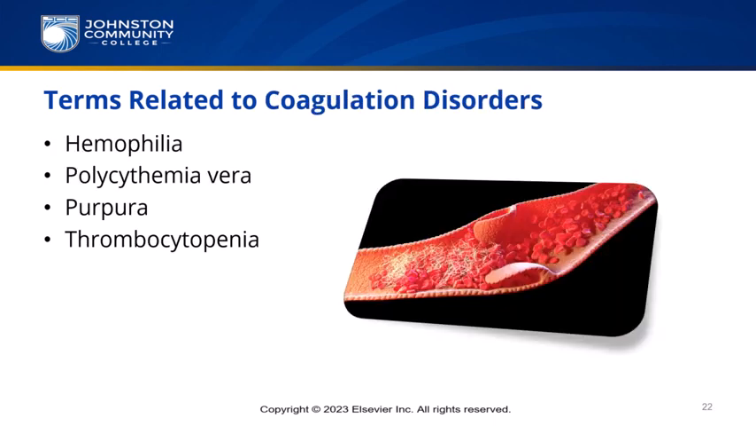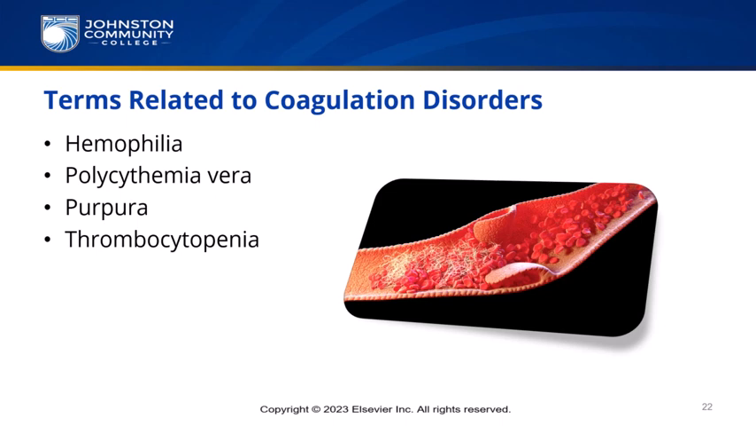Terms related to coagulation disorders. Hemophilia is a group of inherited bleeding disorders characterized by a deficiency of one of the factors necessary for coagulation of blood. The suffix philia means a tendency, in this case to bleed. Philia also means attraction to, that's what it means by the tendency.